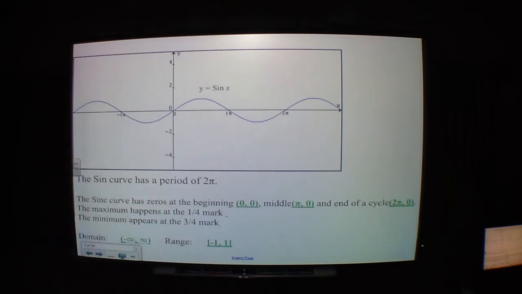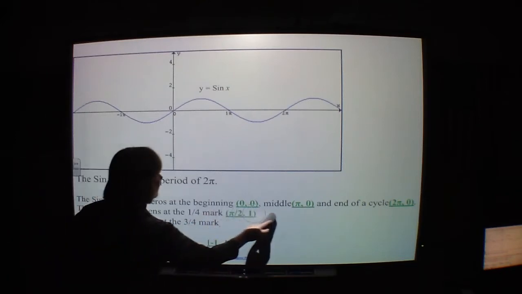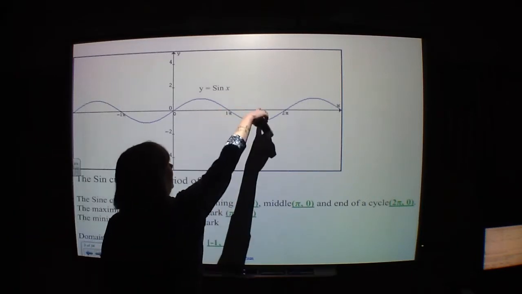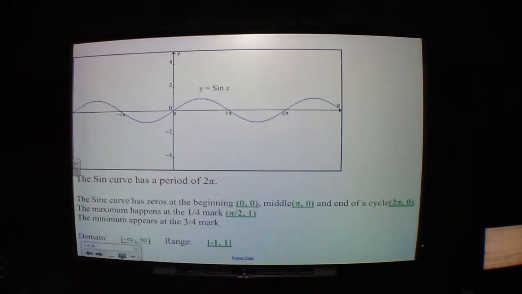The maximum happens 1/4 of the way through the sine curve, at pi over 2, 1. The minimum, the lowest value, happens 3/4 of the way through the curve. So 3/4 times 2 pi gives you 3 pi over 2. So at 3 pi over 2, -1.